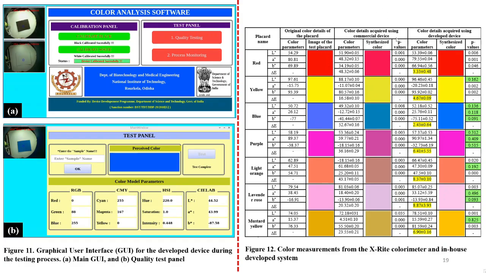Then we have the color details acquired from the commercial device, and the details acquired using the developed device. In the delta E, which is a measure of the difference between the original color and the color perceived, with our device the delta E was much lower as compared to the color details acquired using the commercial device.